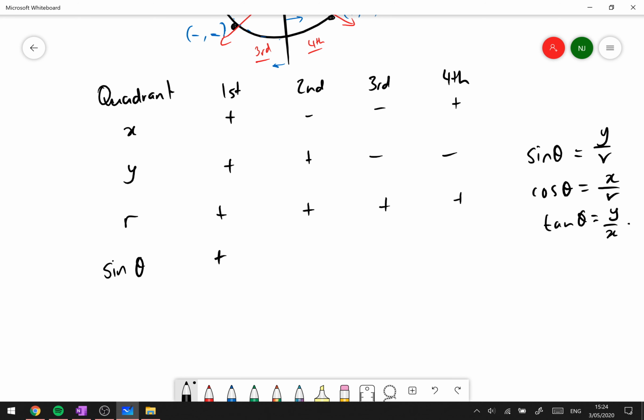Okay, in the second quadrant, we've got a positive divided by a positive again, so it's going to give me a positive answer. And you can test that too. If you put sine of 150 degrees into a calculator, it will give you a positive number in return.